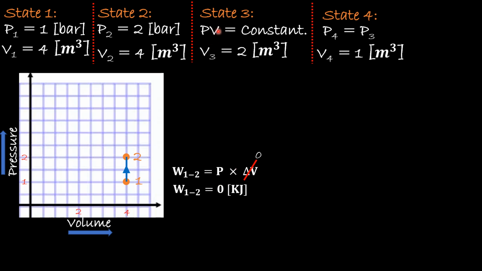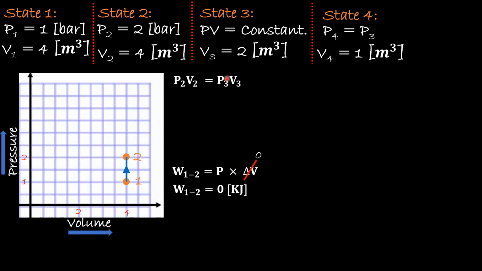Now, at state 3, the volume is 2 meter cube, and that's what we have in here. And as we mentioned, at state 3, PV equals constant, where V is to the power 1, which tells us this is an isothermal process. Since this is a constant of proportionality, the product of pressure times volume for each state will be the same. So that's what we have in here.